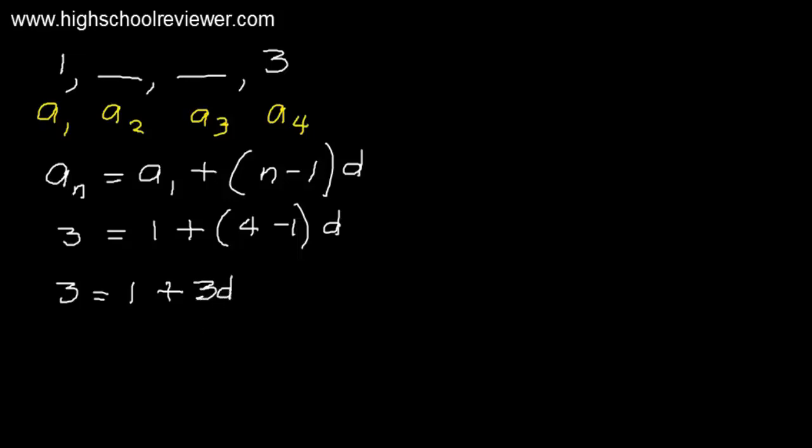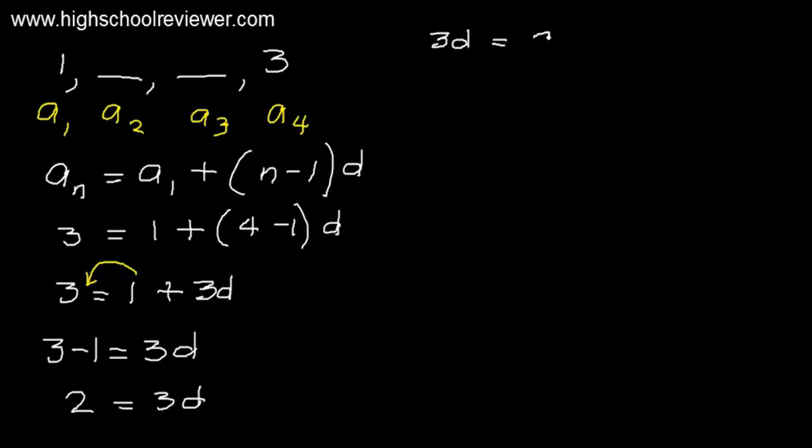To find d, we need first to transpose positive 1 to the other side. So to transpose from positive, this will change sign. It will become negative. So this will be 3 minus 1, and this is equal to positive 3d. 3 minus 1 is 2. This is equal to 3d. Okay. So we can rearrange this. We can rewrite that as 3d is equal to positive 2.